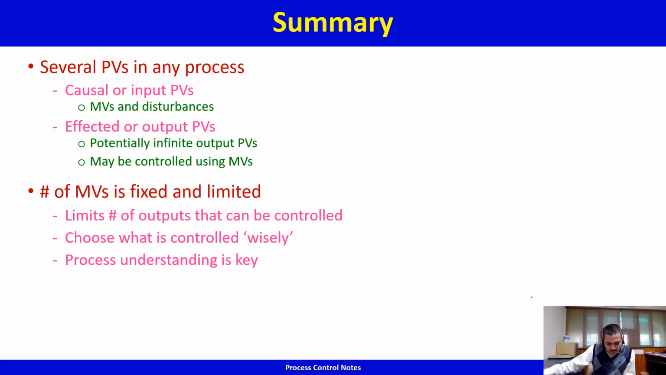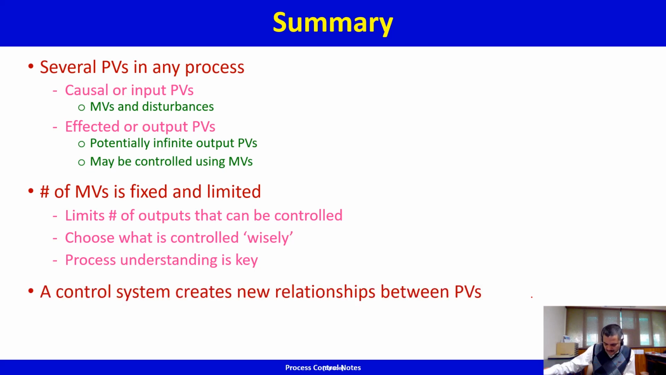And to make that choice wisely, like I said last time, process understanding is key. You've got to understand your process well. You've got to understand the context in which the process is supposed to operate, and once this understanding is there, designing a control system is actually quite straightforward. And I hope you also saw that a control system creates new relationships between PVs, and these new relationships get reflected in your set of input and output PVs changing.